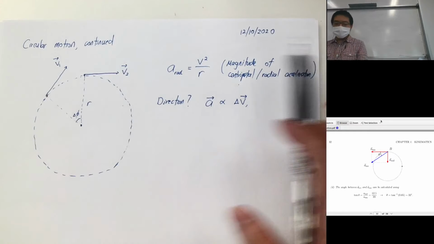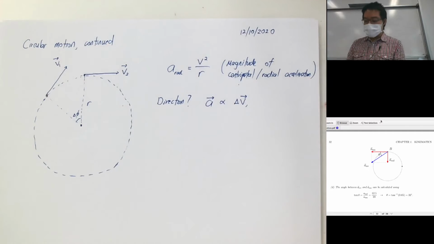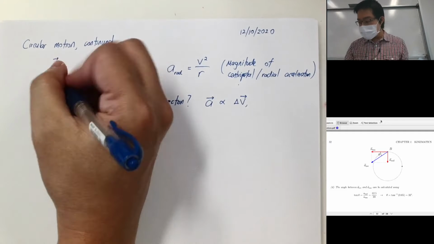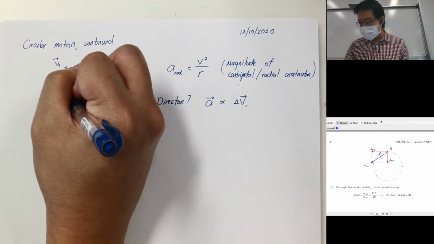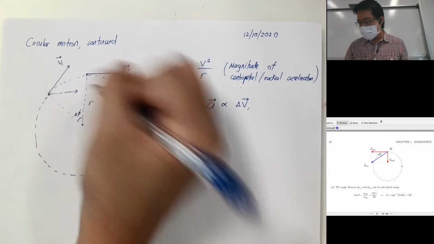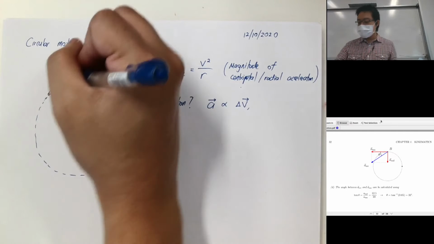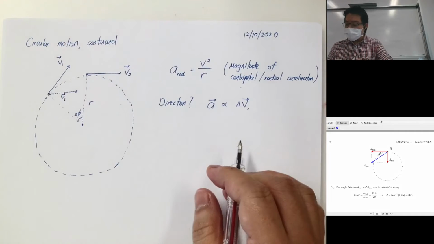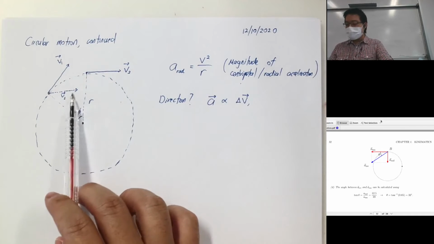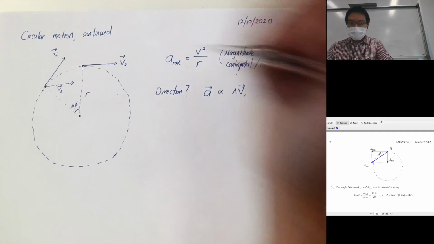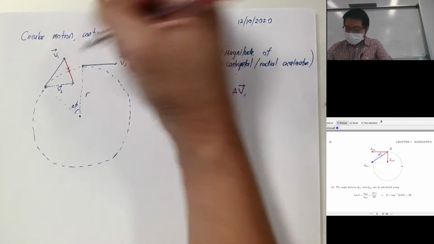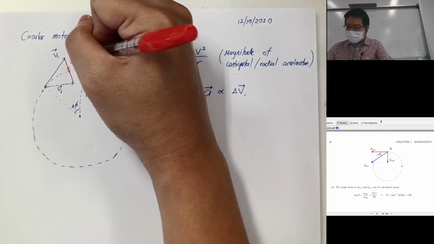To calculate the change, we use our vector method. To figure out the change, we join the tail. So this v2, I can move it something like this over here. It is equivalent if we move it in place. So the change in velocity is v2 minus v1, am I right? So v2 minus v1 is this vector over here. This is my delta v.